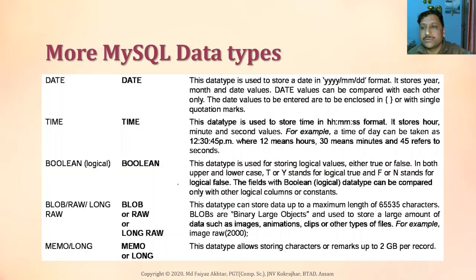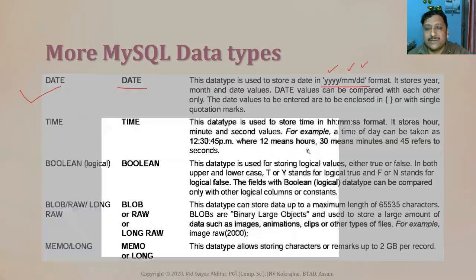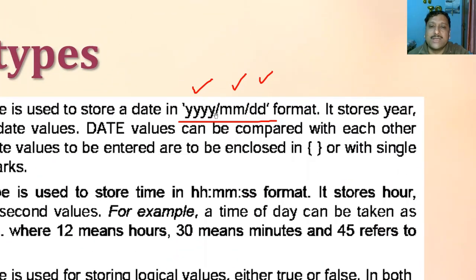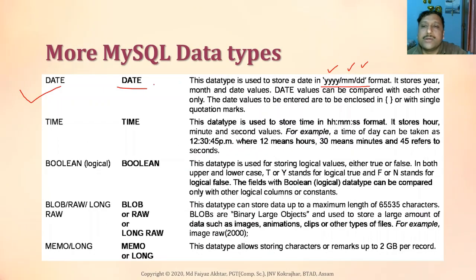Other data types are also there. Date: to store a date in a column we should use date data type, and the date should be given in this format. First we have to give year, then month, then day, within single quotation marks. Year, month and day must be separated by slashes, in YY/MM/DD format, in single quotation marks. Then only it can store your data.